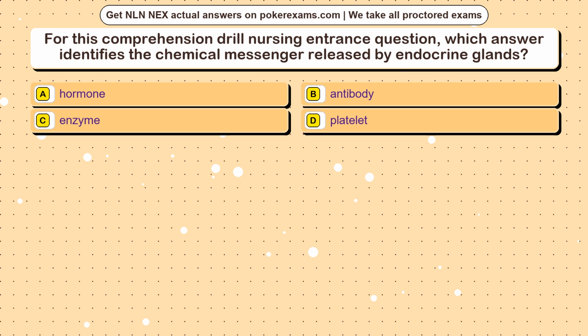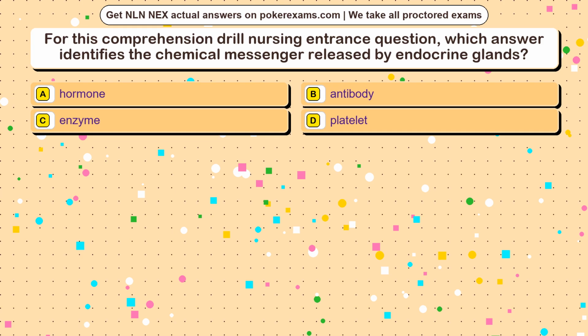Question 13. For this comprehension drill nursing entrance question, which answer identifies the chemical messenger released by endocrine glands? Option A, hormone. Option B, antibody. Option C, enzyme. Option D, platelet.